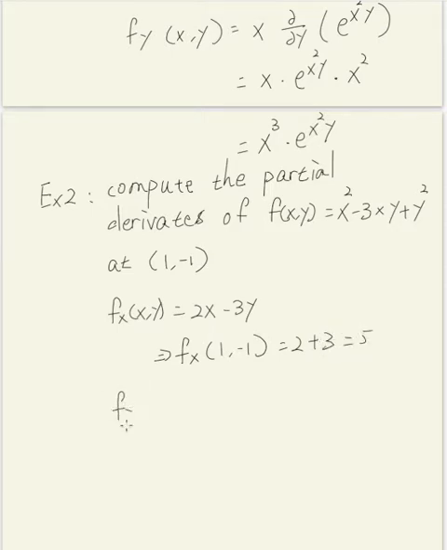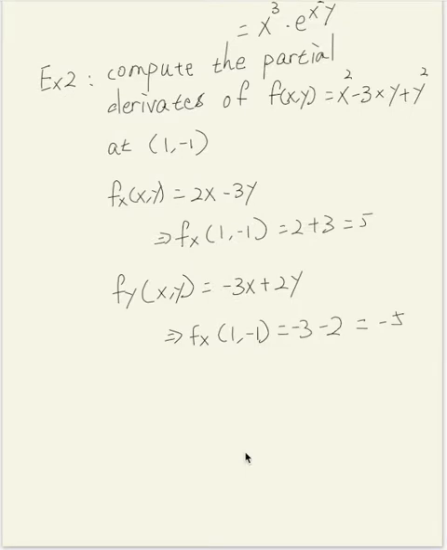Let's then compute the partial derivative with respect to y. Same argument, x squared is constant, the derivative is 0. And the derivative of the second term is minus 3x. Then the third term becomes plus 2y. And plug in (1, -1). We get minus 3, then minus 2, so minus 5.